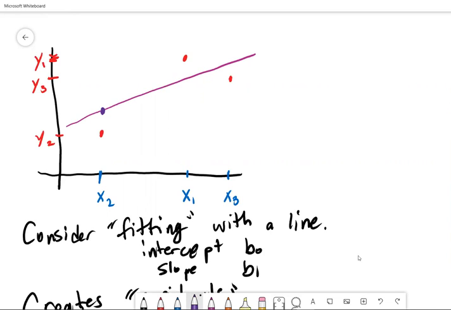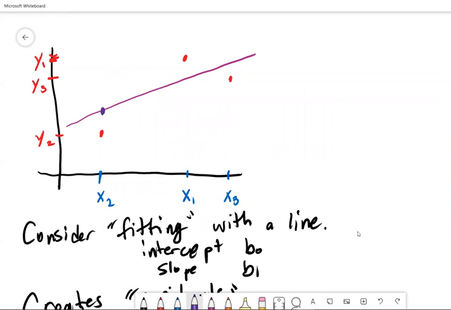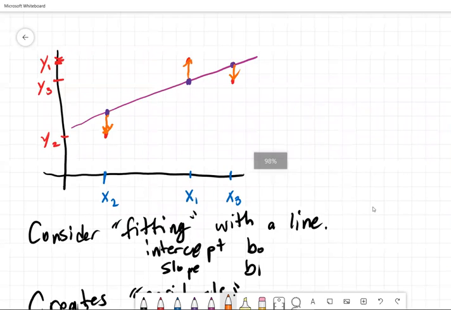If x2 is here, the line predicts that y2 should be here, and instead it's right below. All right. And if x1 is here, the line is going to predict y1 to be here. And if x3 is here, the line is going to predict y3 to be here. And there's going to be a mismatch at each point. There's going to be a mismatch between the predictions and the actual values, and those are called the residuals.